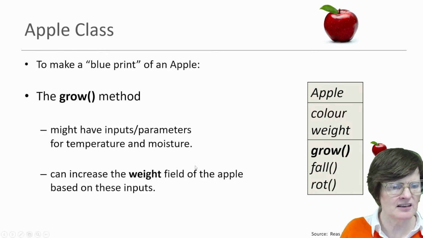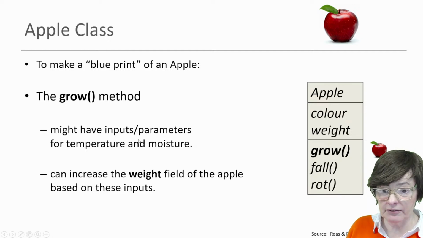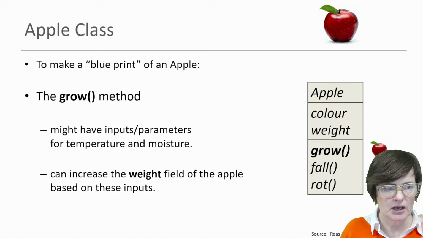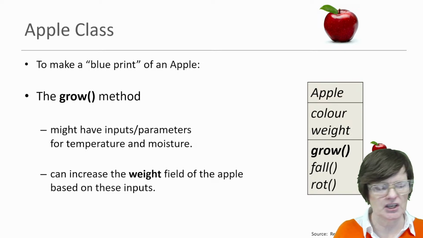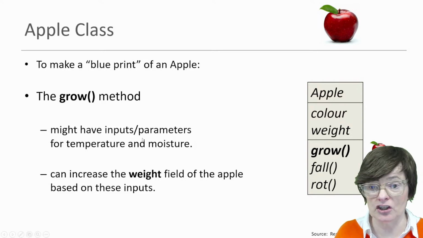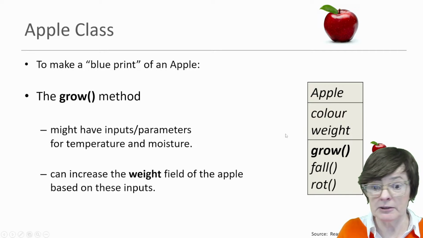So what you would tend to have is the grow method that you'd have input for maybe temperature and moisture. So you're saying, given this temperature and given this moisture, and I know the colour and the weight because I have this in the object, tell me how that changes the colour and the weight. So it can increase the weight field and maybe even the colour as well.